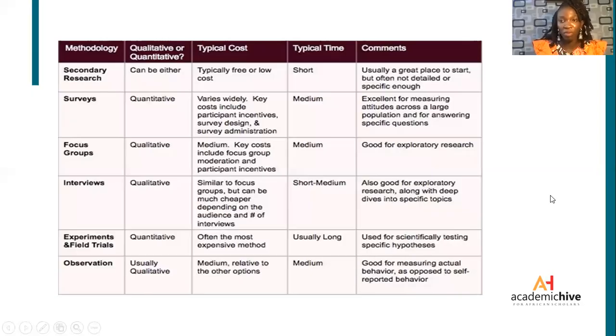and observation is good for measuring actual behavior as opposed to self-reported behavior. Like you're measuring the actual thing. So it's not just what the participant wants to tell you, like in surveys, where you ask a question and they tell you what they want you to know. For observation, you're already seeing it. So you're measuring actual behavior.